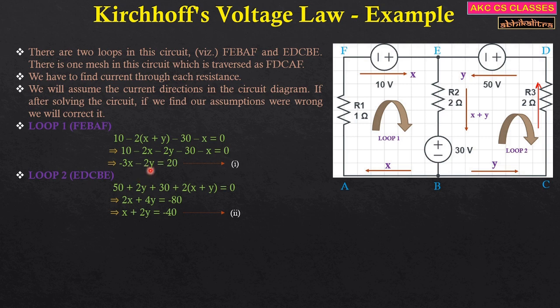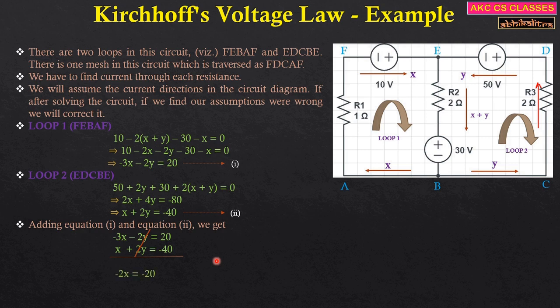Obviously from these two equations, you can easily see that this is minus 2y and this is plus 2y. So if I add these two equations, the y term will be totally cancelled out, and we will be left with the x term, and we can easily find the value of x. So we add equations 1 and 2: minus 3x minus 2y equal to 20, and x plus 2y equal to minus 40. So 2y minus 2y cancels out, and we get minus 2x equal to minus 20. So x will be equal to 10 ampere.